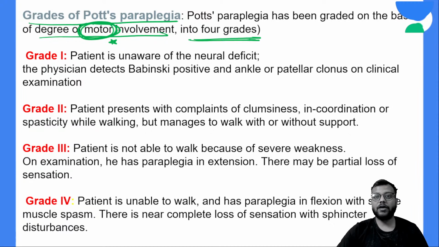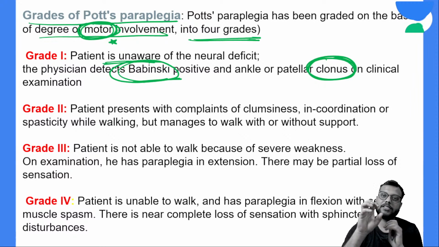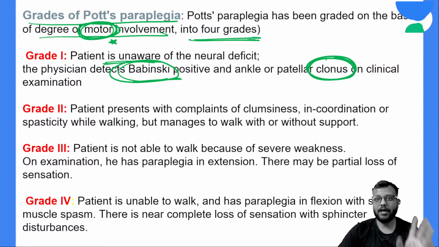Okay, now grade 1 में the patient will not be aware about the neurological deficit, but again if you check the Babinski or the clonus, they will be positive. Clonus will be exaggerated and Babinski will be positive. There will be extensor plantar response. Okay, so grade 1 mein you need to remember patient will be unaware, Babinski and clonus, no neurological deficits or the paraplegia or sensory involvement will be there.